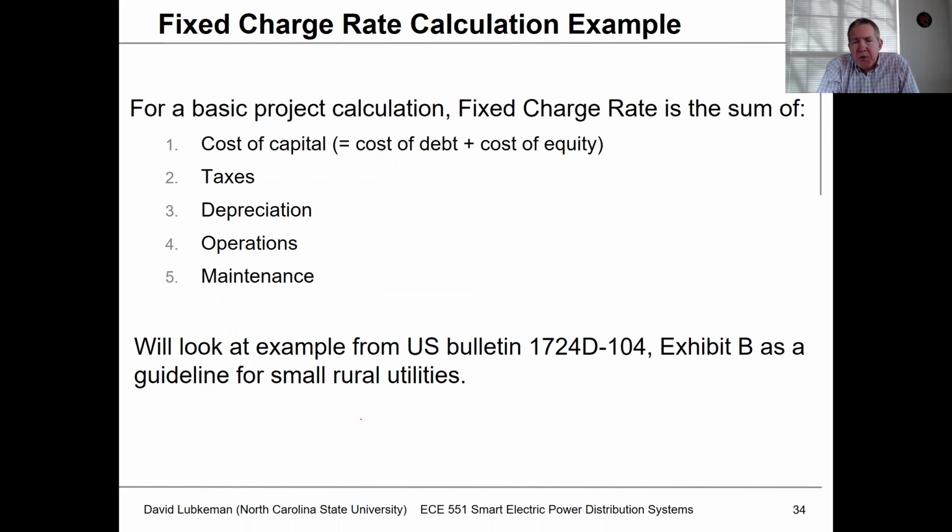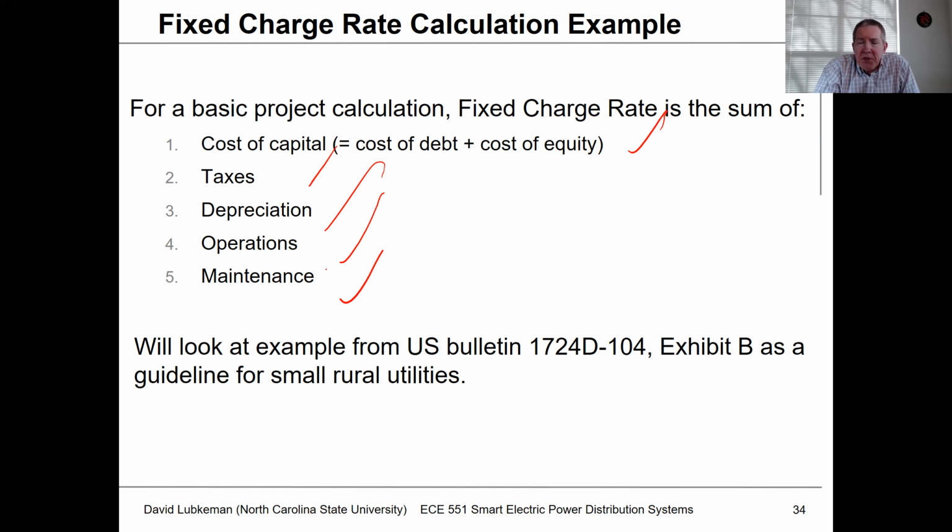And for real basic projects, what you consider in here is the cost of capital, cost of taxes, the depreciation, and the number of years this device is going to be good for. There's going to be operations costs associated with this. So if I have to go out and do inspections every year, we have to factor that in. There's going to be maintenance associated with this. All these things would go into the fixed charge rate.